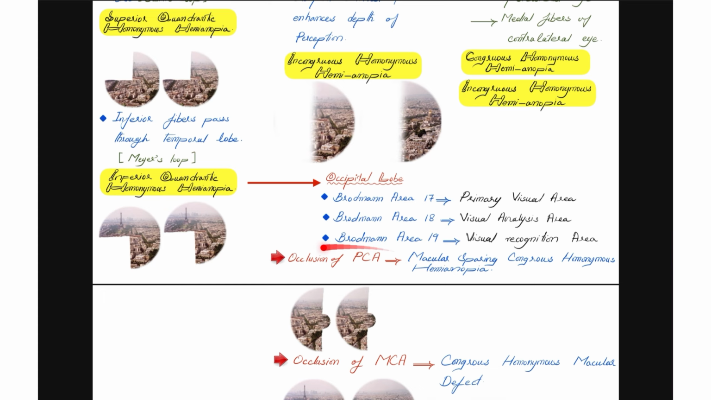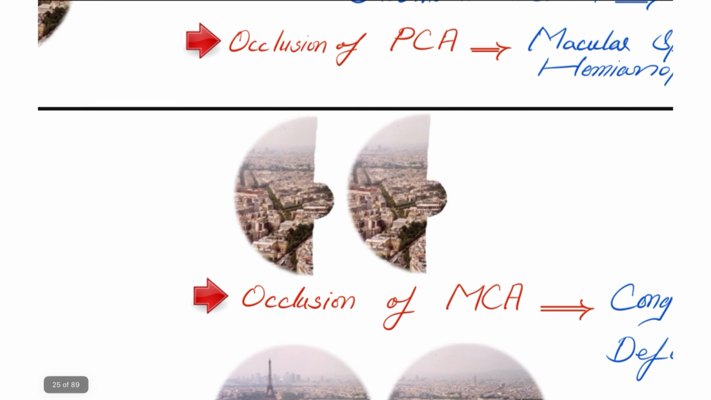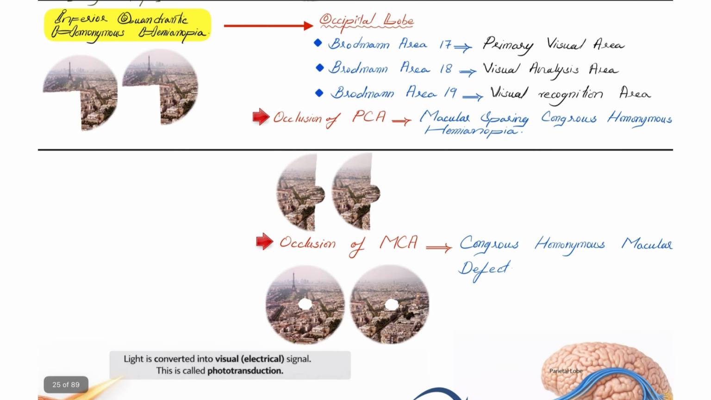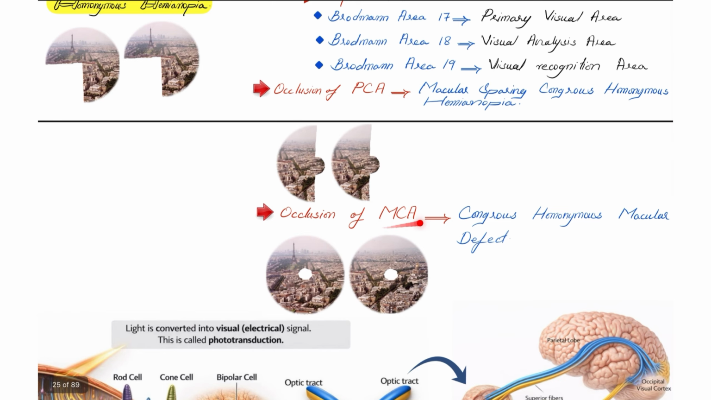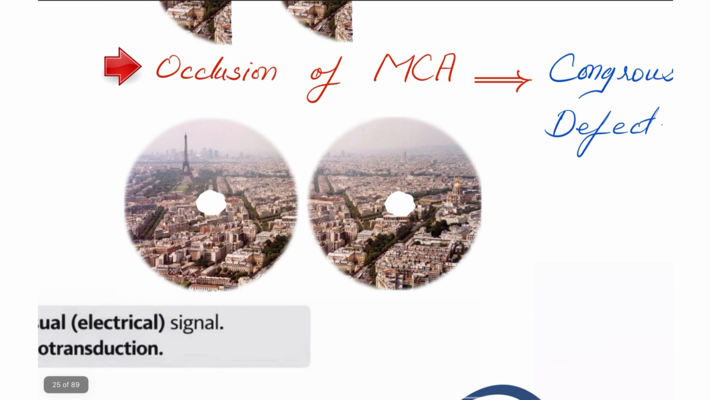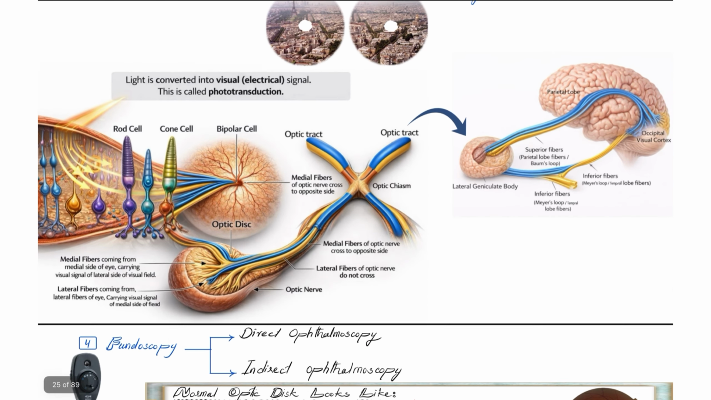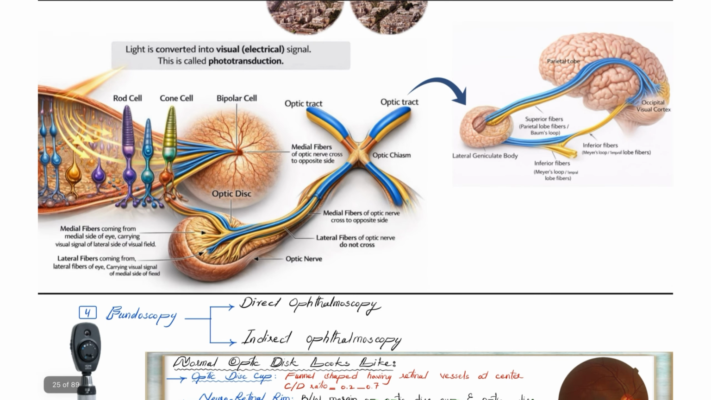Now, if there is occlusion of posterior cerebral artery, then this will lead to macular sparing congruous homonymous hemianopia, as you see in the image. On the other hand, if there is occlusion of middle cerebral artery, then this leads to congruous homonymous macular defect, as you see that only the macular area is not visible and the rest of the visual field is alright. Here is the image which is the summary of the whole visual pathway along with their defects.